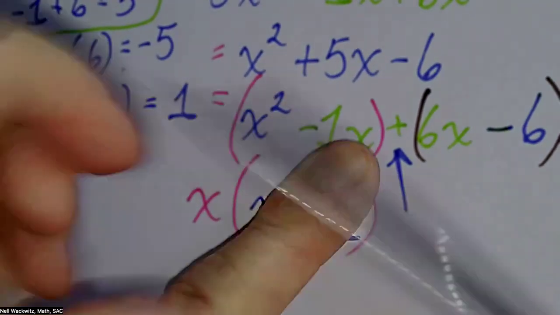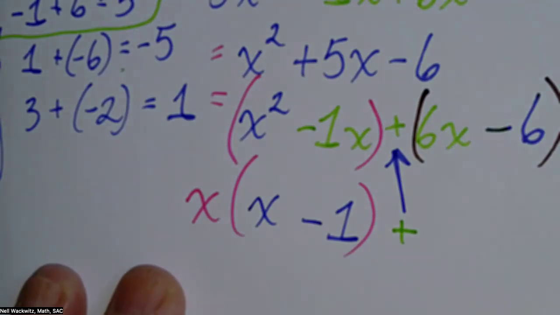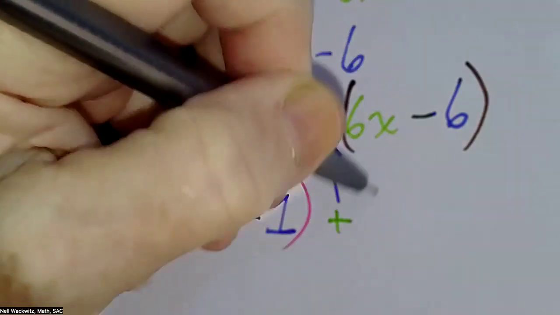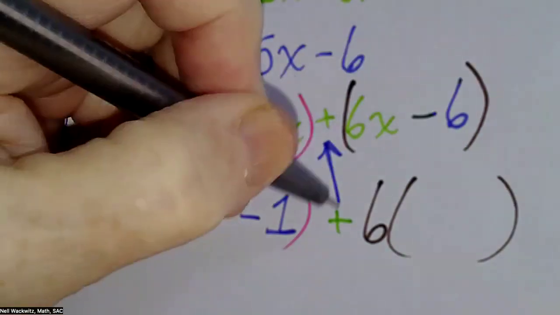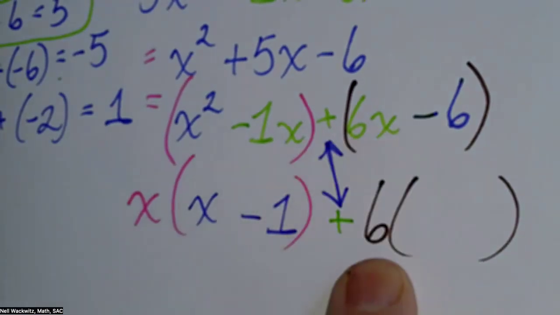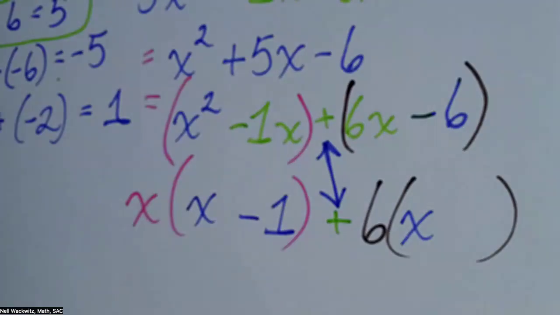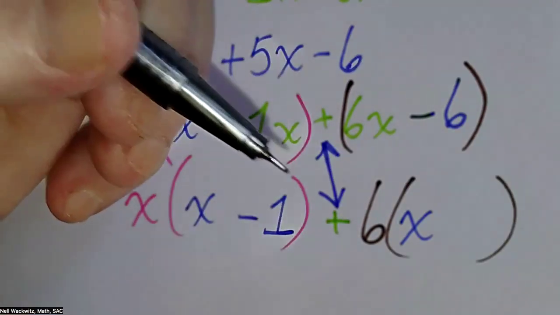Now I've got that plus sign right there. What is common between the last two terms? Six. And 6x divided by 6 is x. 6 divided by 6 is 1. Positive x, minus 1. Very good.